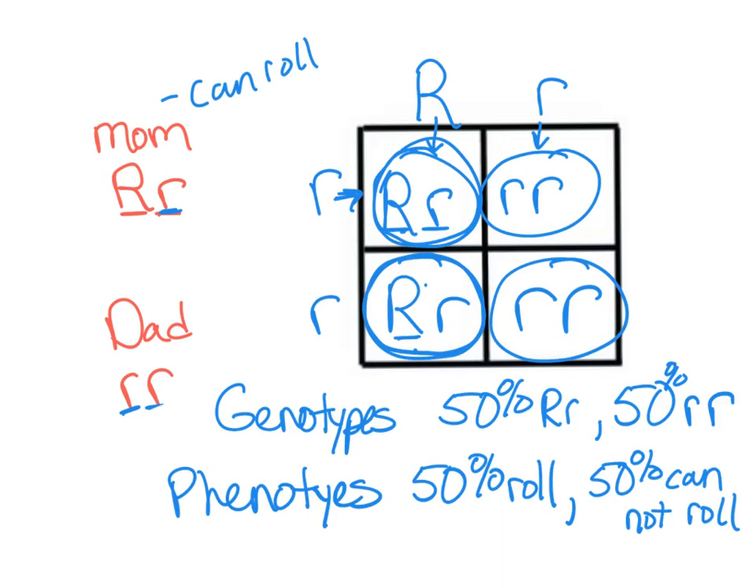Now, does that guarantee that half of their children would always be able to roll their tongue and half would not? No, of course not. This is just what we would expect. Kind of like flipping a coin. You expect it to be heads half the time, but that isn't always what happens.